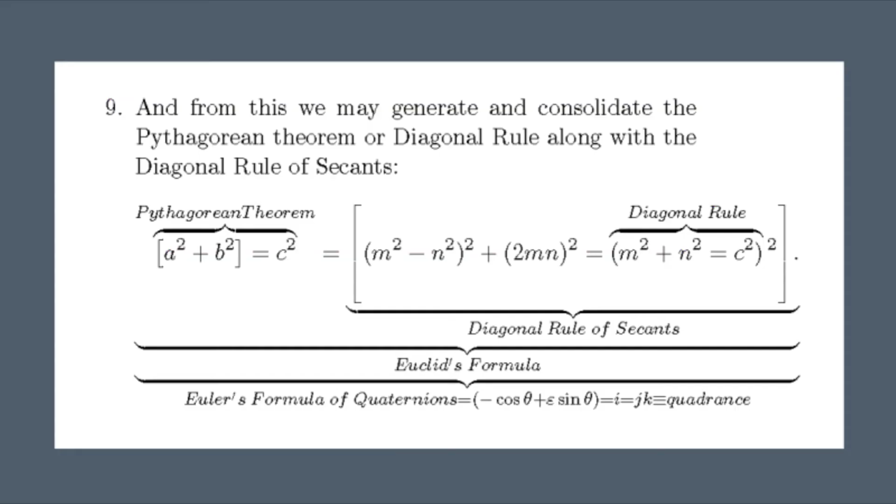This summation is a direct result of Euclid's formula, which is ultimately a result of Euler's formula, which is ultimately an expression of the Quaternion equation i equals jk. And from this we may generate and consolidate the Pythagorean theorem or diagonal rule along with the diagonal rule of secants.